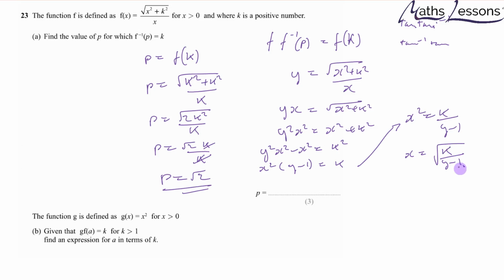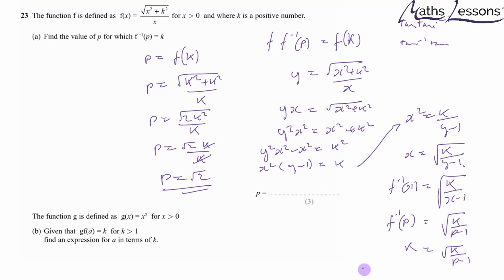And so we've got our inverse function. So f inverse of x will equal the square root of k squared over x squared minus 1. So f inverse of p will equal the square root of k squared over p squared minus 1, and we know that's equal to k. So k equals the square root of k squared over p squared minus 1, and you still have to do all the algebra to find p. It's a real pain. So I suggest that this is the way you want to do this question.